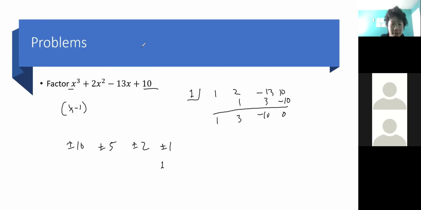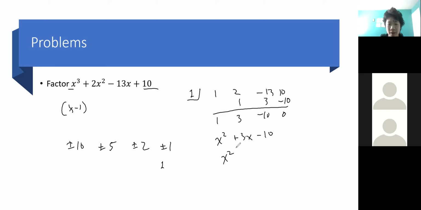We got pretty lucky there because 1 worked. If it didn't work, we would have to try out the other ones. So as you can see now, our next polynomial is x squared plus 3x minus 10. No remainder, which means that was because x minus 1 was a factor. Since we have a quadratic, we can just factor it regularly like a quadratic. Of course, you can still use your rational roots and test out which ones work. But since it's already a quadratic, we can just factor it normally.